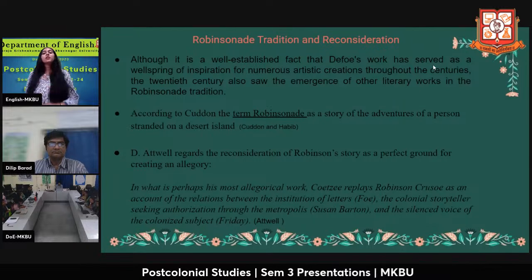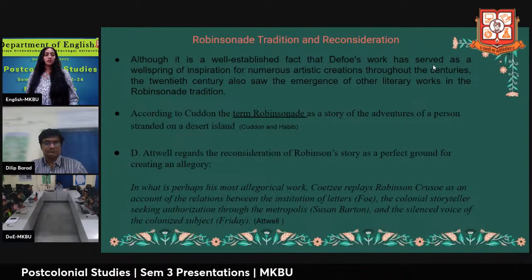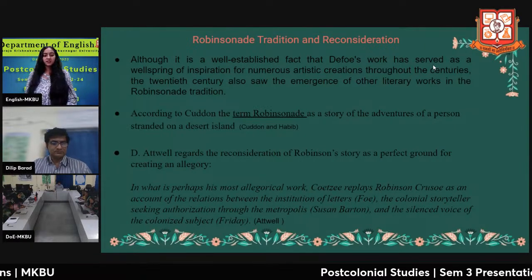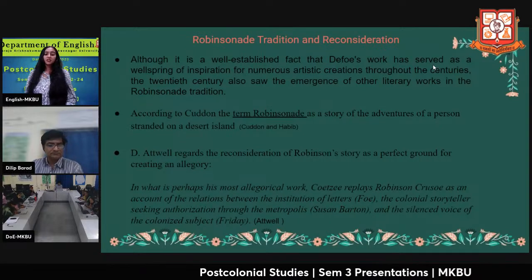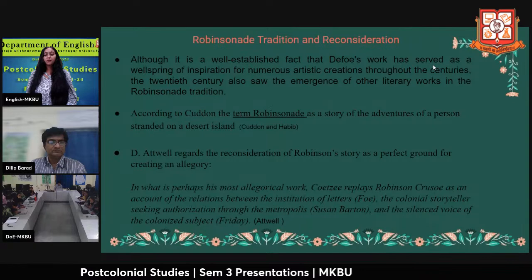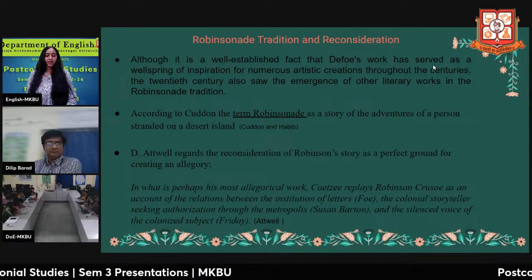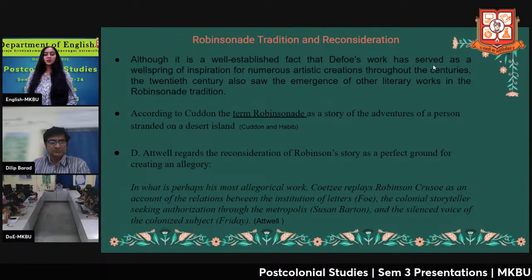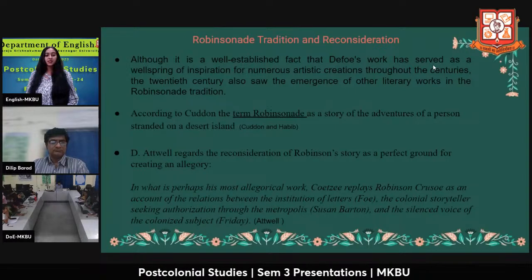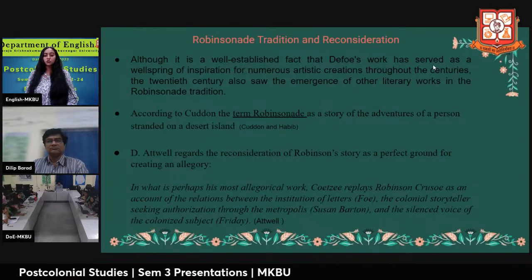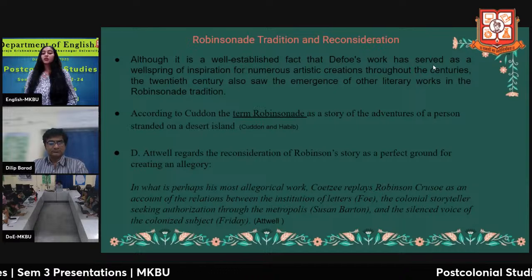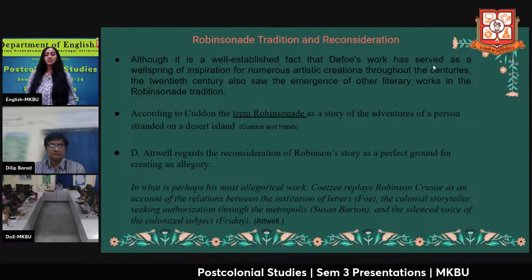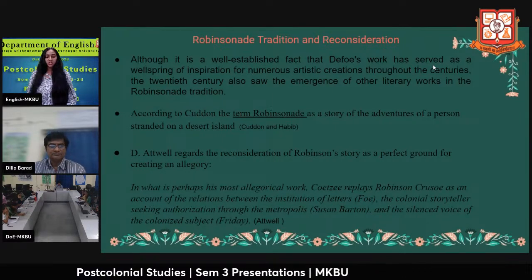One can well observe The Alchemist and Life of Pi as examples of the term Robinsonade. Attwell regards the reconsideration of Robinson's story as a perfect ground for creating an allegory. In perhaps its most allegorical work, Coetzee replaced Robinson Crusoe as an account of relations between the institution of letters, the colonial storyteller seeking authorization through the metropolis, and the silenced voice of the colonized subject, Friday.